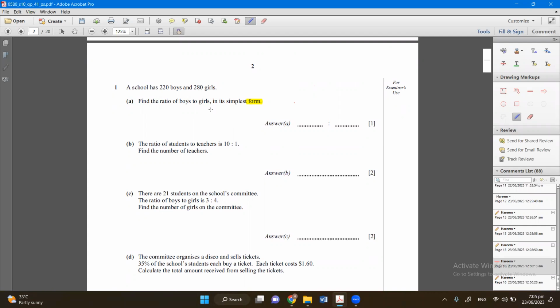The simplest way to find the ratio between two things is just to divide them. So 220 divided by 280 would be 11 over 14. Two ones are two and two fours are eight, and two ones are two. So its ratio is 11 ratio 14.